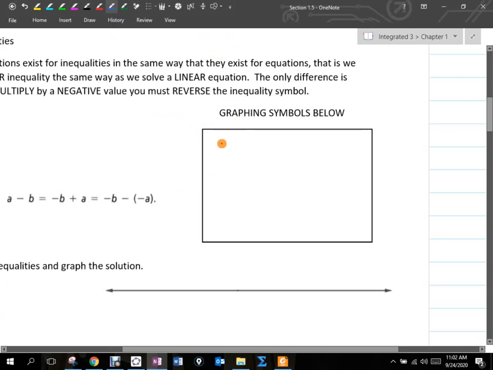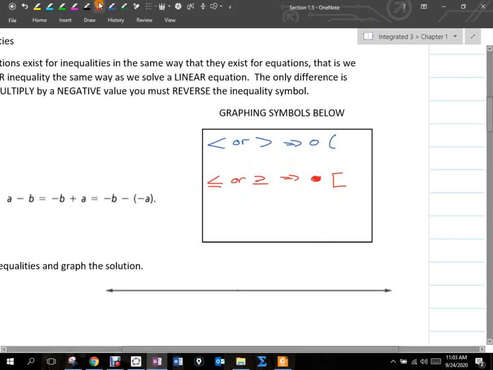The one thing I want to reiterate from yesterday is if I'm going to graph a less than or a greater than, that means I'm going to have to use an open dot or a parenthesis. Okay? And the parenthesis can change directions. If I'm going to use less than or equal to or greater than or equal to, that means I'm going to have to, on my graph, use a closed dot or a square bracket. People get these confused all the time.